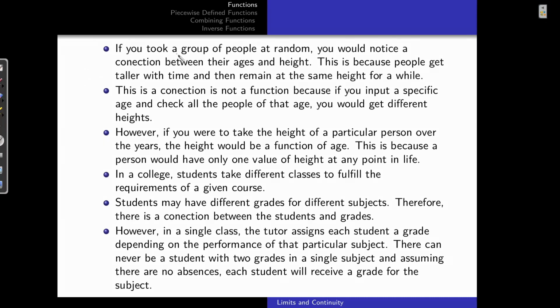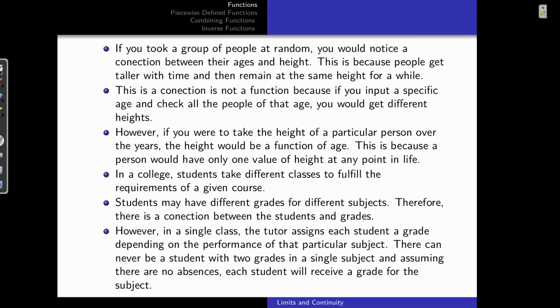If you take a group of people at random, we will notice there is a connection between their ages and height, because people get taller with time. According to age, their height may change. Also they might remain at the same height for a while. If you look at this connection, it's not a function, because at a specific age there can be different people with different heights.